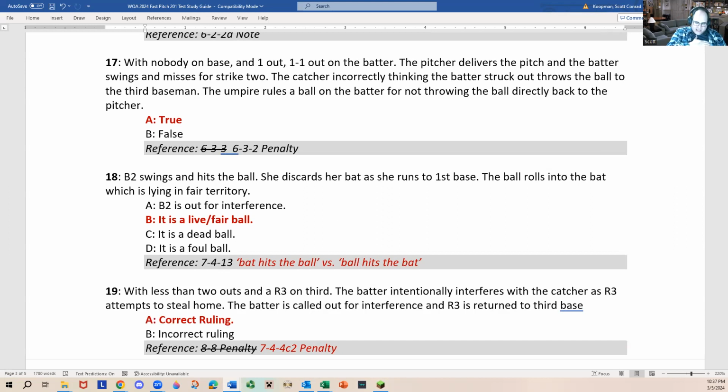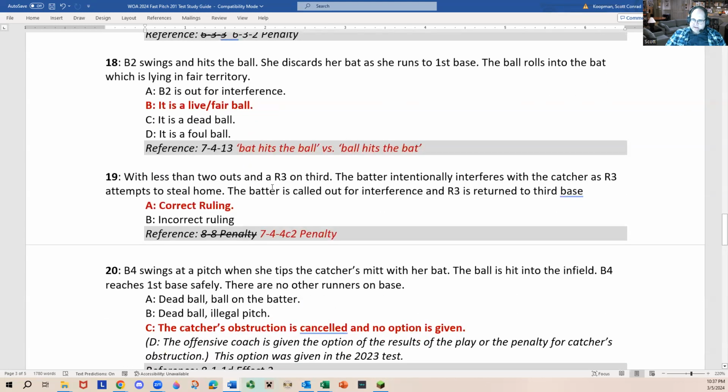The pitcher or the catcher must return the ball directly back to the pitcher. The only time that they don't have to do that is if they're throwing it around after a third strike is called, if they are making a play on the runner. Those are the only two instances they don't have to throw it right back to the pitcher. Otherwise, it's got to go right back to the pitcher. So the umpire ruling that it's a ball on the batter, which is the penalty, is true. By the way, this is rule 6-3-2, the penalty, not 6-3-3.